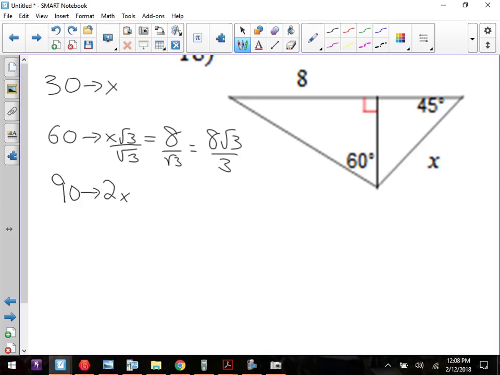Correct? Now, do I need to take that value of x and put it with across from the 90 or across from the 30 to get to the next triangle? Correct. I have to put it across from the 30. So that gives me 8 root 3 over 3 there. Now that is into a new triangle. That's a 45, 45, 90.